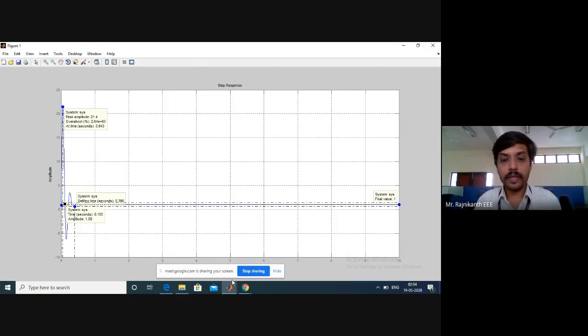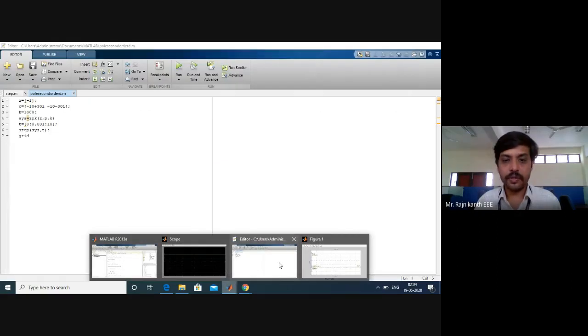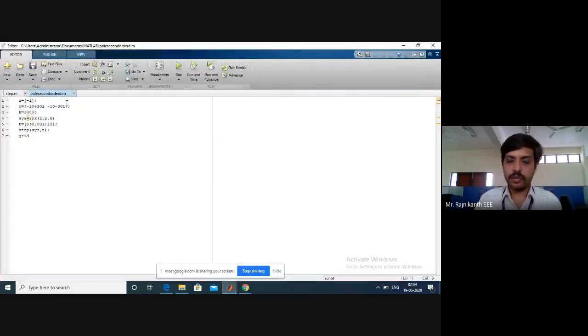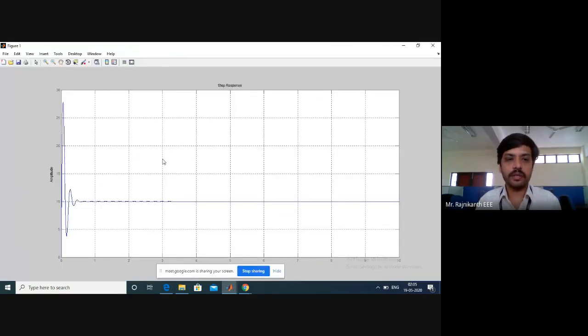So when -10, what is the values? You can check clearly. You can check here. So this is the -1. So -10. -10 is the value. So -10. See, again it is.